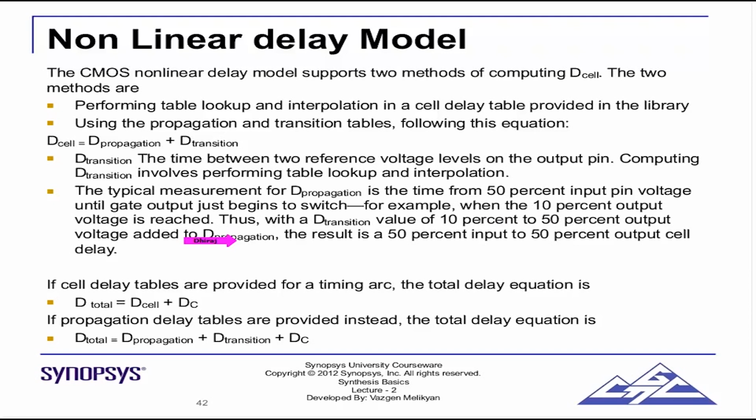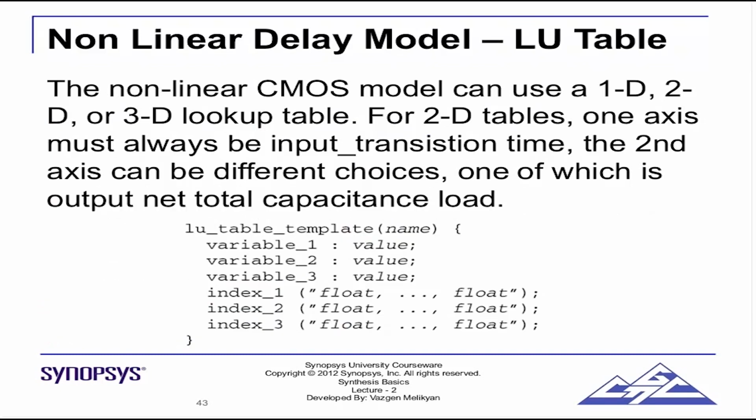Now look at the two cases. If directly the cell delay table is provided, it becomes very simple. The D total is D cell plus DC. If the D cell is not provided, D cell is nothing but D propagation plus D transition, where the propagation delay is again 50 to 50, and the D transition is the remaining value. So D total becomes D propagation plus D transition plus DC. Let's look at a lookup table.